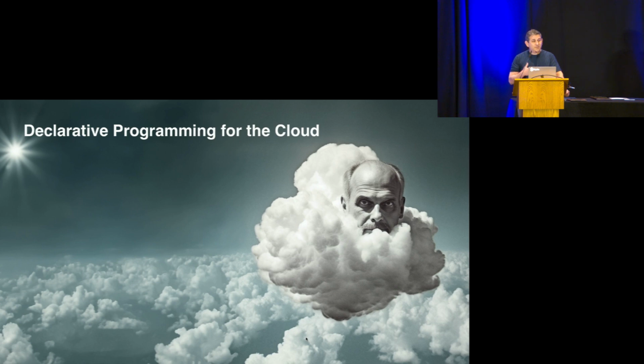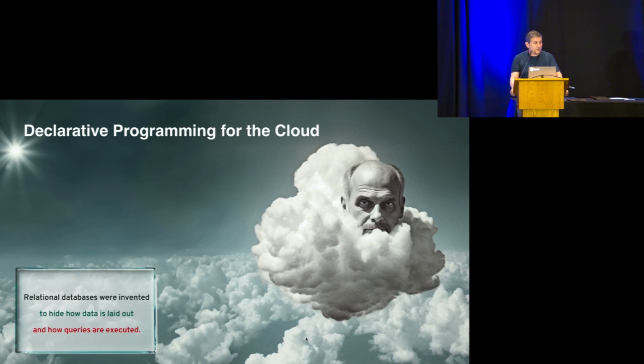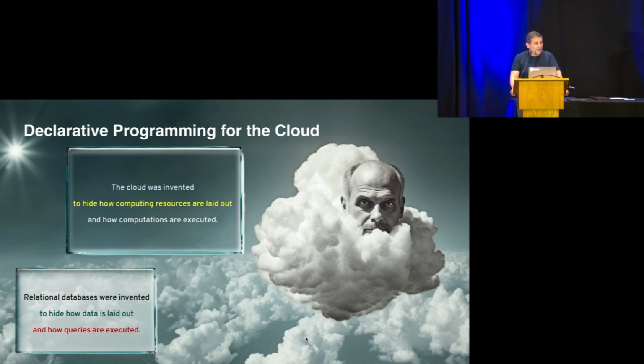A space that I've spent a bunch of time and continue to work very actively on, though, is declarative approaches to programming the cloud. The cloud is the biggest computer that humankind has ever assembled. We're still programming it with sequential languages like Java, which is absolutely an abomination and incredibly expensive to maintain. But when you think about it, relational databases were invented to hide how data is laid out and how queries are executed, right? That's sort of Codd's theorem. The cloud was invented to hide how computing resources are laid out and how computations are executed, right?